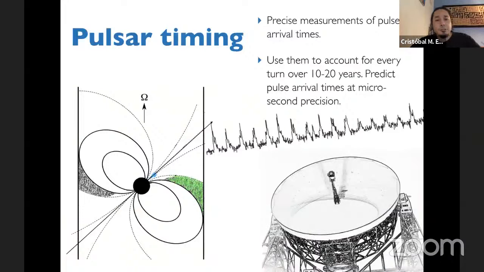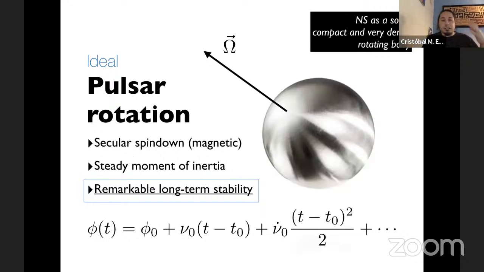We study the rotation with pulsar timing, in which we essentially measure precisely the arrival times of pulsars on Earth and analyze them to account for the rotation of the pulsars over long periods of time with very high precision. So we can actually apply over this data a very ideal rotation scheme in which we use the equation on the bottom, which is the phase of the rotation, and it's a truncated Taylor series. But in many cases, we only need the first three terms: the frequency of the pulsar and its derivative.